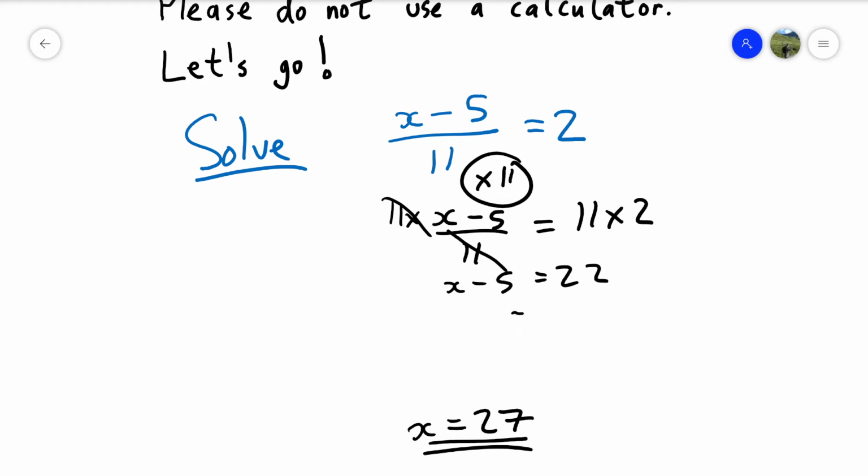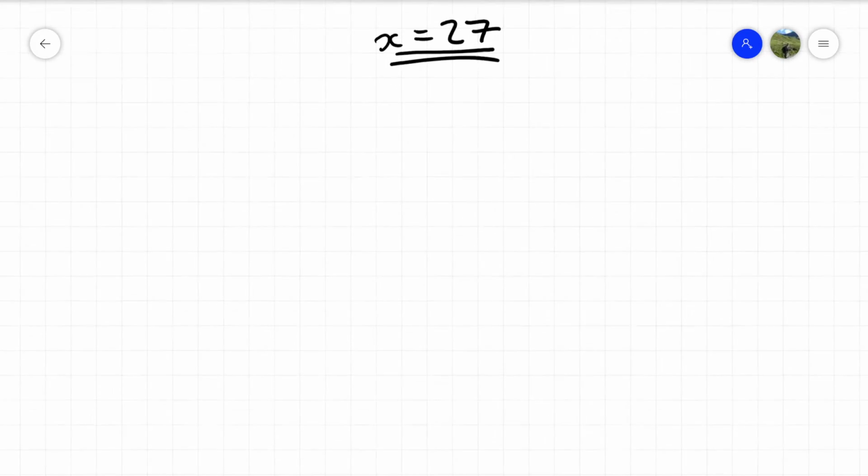Now I'm going to minus 5 from both sides, because I'm trying to plan it out so it'll work. They cancel. x equals 27. Boom. There we go. Let's do the next question.